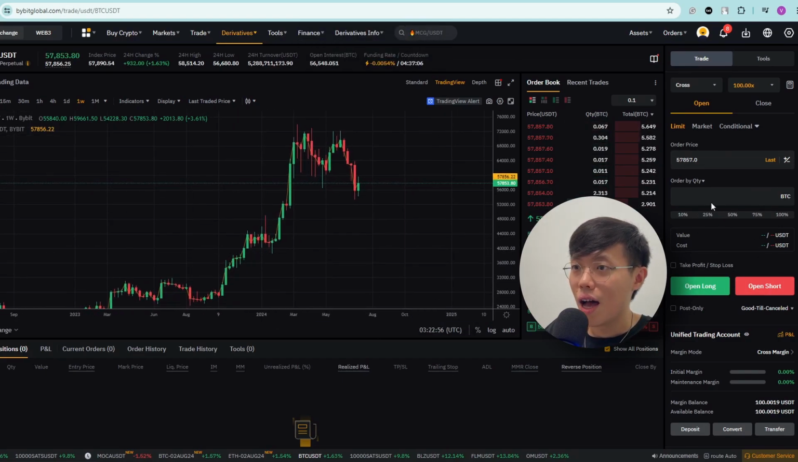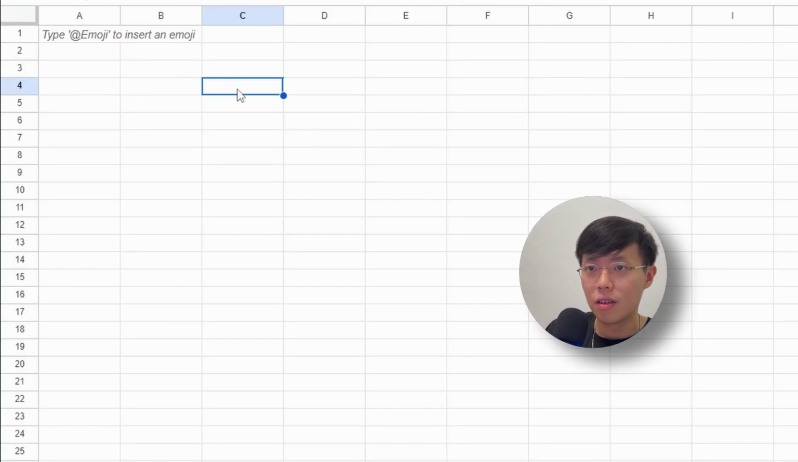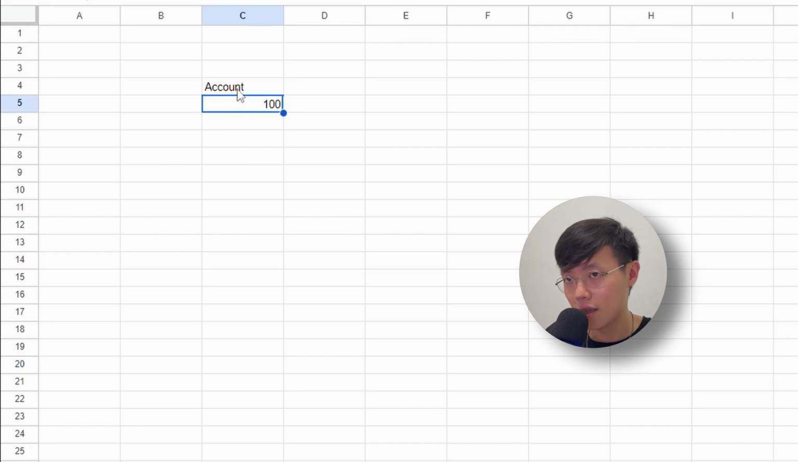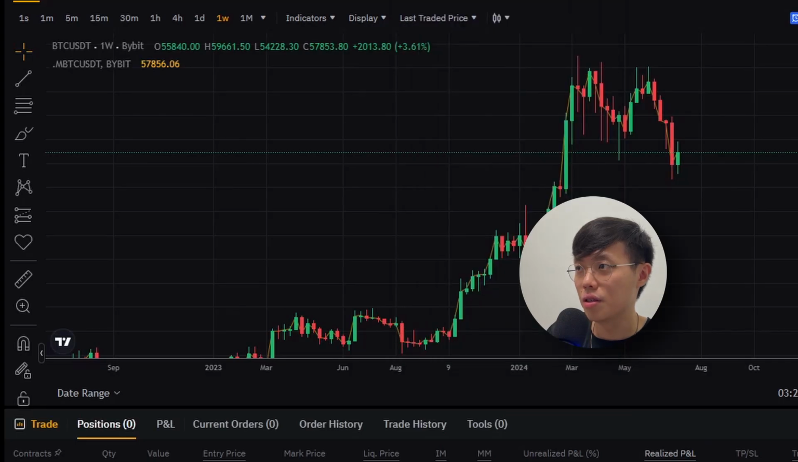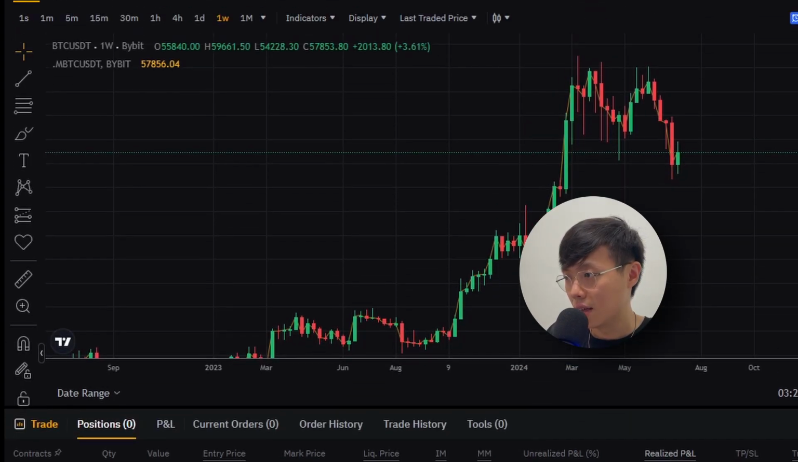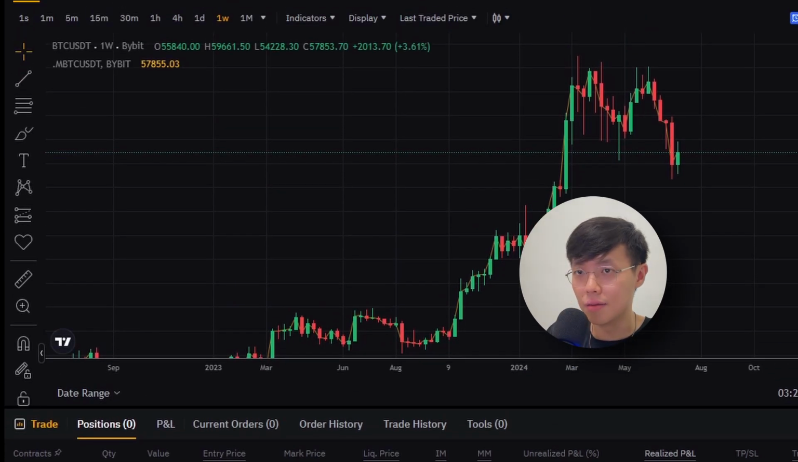So right now, let's do some risk management. My account right now has 100 USDT. If you go to your assets, it's 100 USDT. And your margin balance here, at the bottom right, available balance, is 100 USDT.